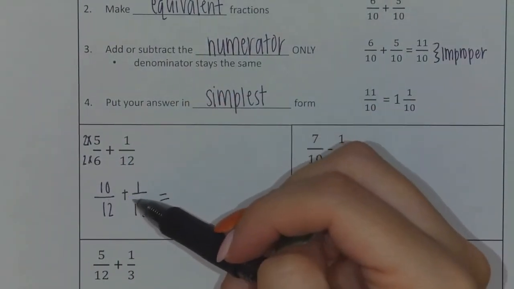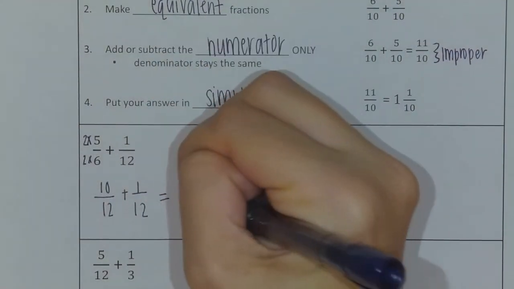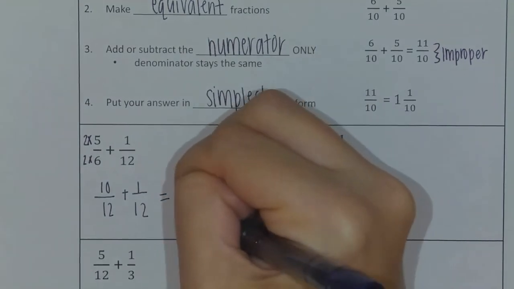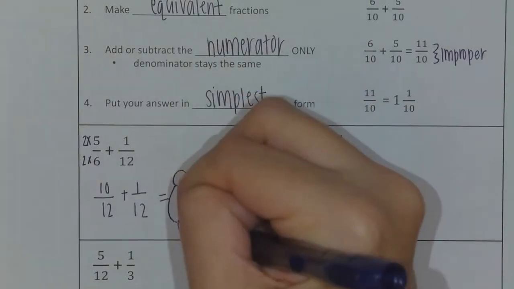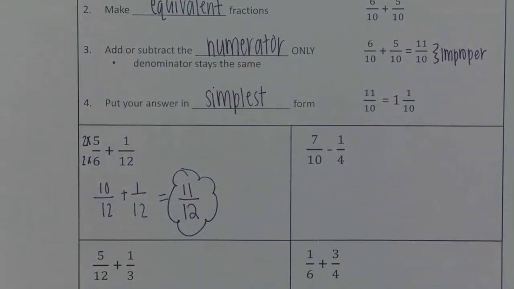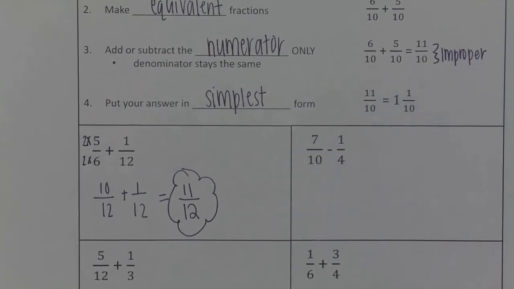So I'm going to add or subtract. I'm going to add the numerators only. So 10 plus 1 would give me 11. My denominator stays the same, so 11/12. And then I just check to see, is it already in the simplest form? 11 is a prime number, and 12 cannot be divided by 11, so 11/12 is as simple as it's going to get. Okay, for our next one, I have 7/10 minus 1/4.